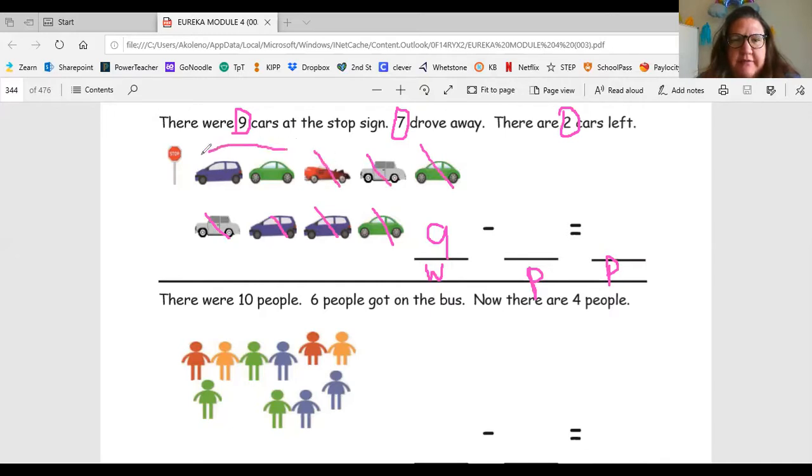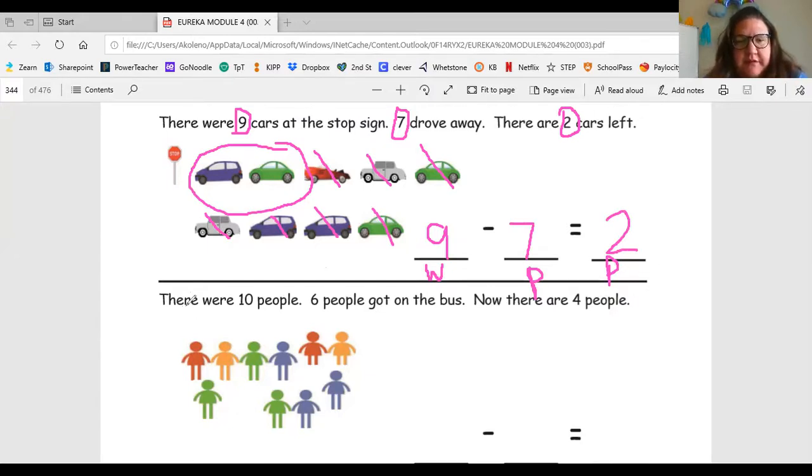And how many were left? Okay, we said how many drove away? 7. 9, take away 7. How else can I read that? 9 minus 7. Good. Okay, if we had 9 cars and 7 went away, how many were left? 1, 2. 2 cars are left. 2 is our answer. Easy peasy, lemon squeezy. Good job.